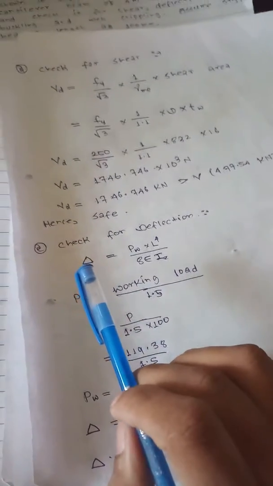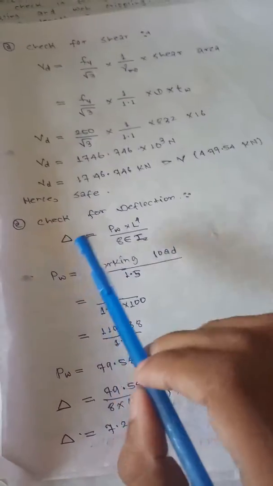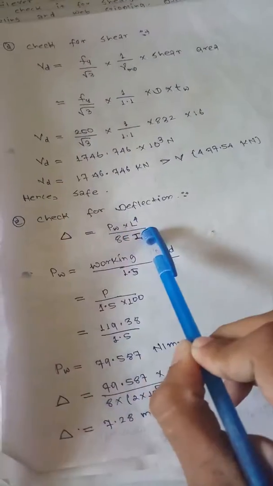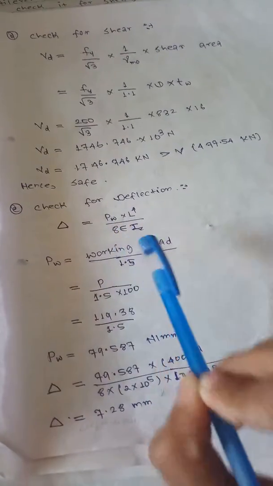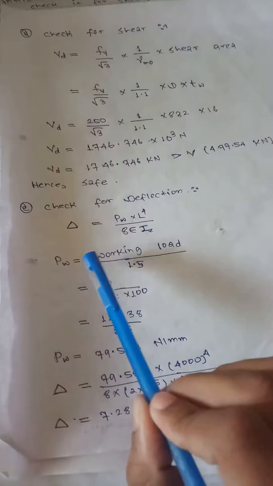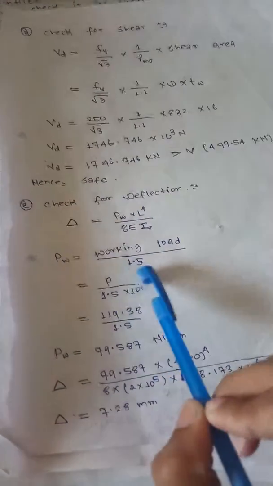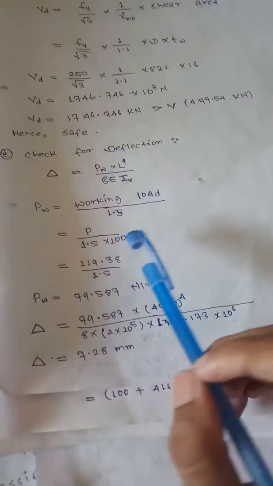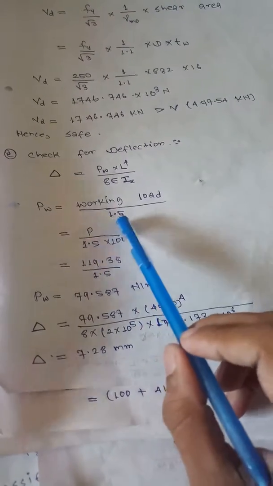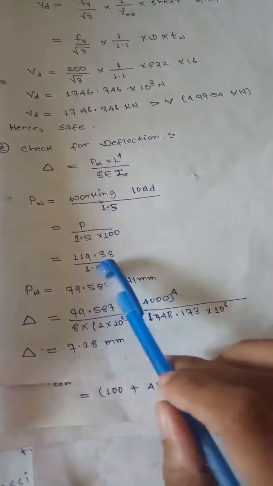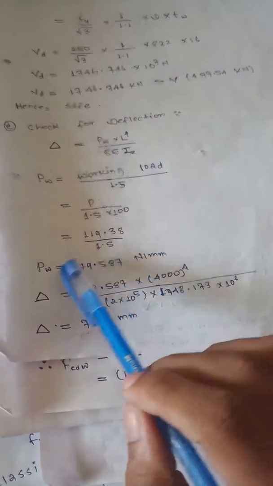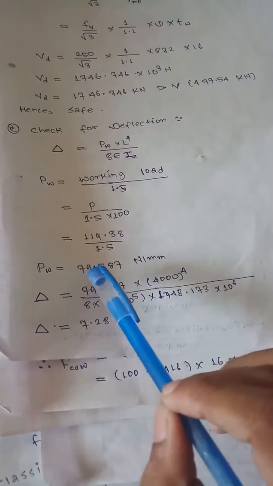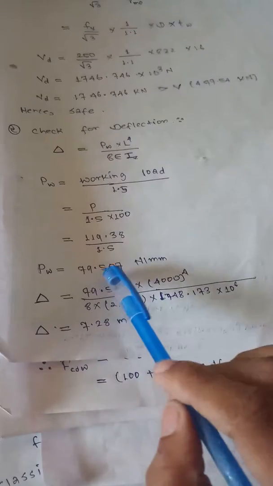Now, to check for deflection, we have another formula. Delta is equal to P_w into l power 4 by 8 E I_z, and P_w is equal to the working load, P by 1.5. Substituting P is equal to 119.38 by 1.5, we can get P_w is equal to 79.587, and P_w is always in Newton per mm.